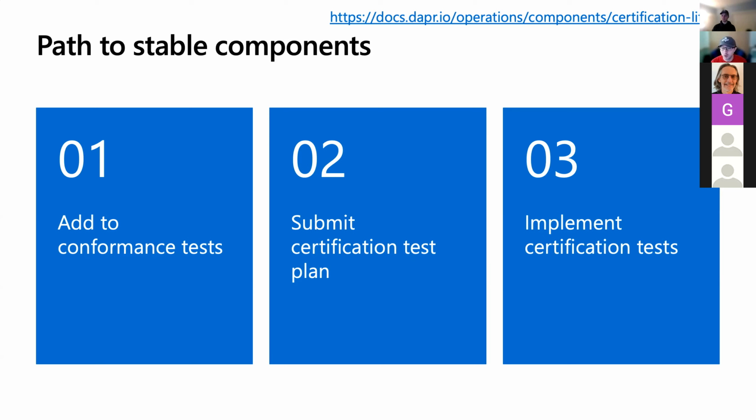At that point, you can even call your component beta. Then you get into the certification process for stable. You need to submit a certification test plan. The certification test plan is going to be reviewed by maintainers to determine if that test plan is sufficient to call the component stable. Once that is approved, you go to the next stage, which is to implement the certification tests. Everything that you put in the plan, you now implement in our repository and get executed automatically as part of our CI/CD pipeline, but also as part of our release process. So this is a high-level summary of the 3 steps.